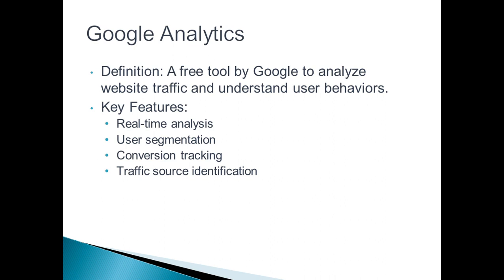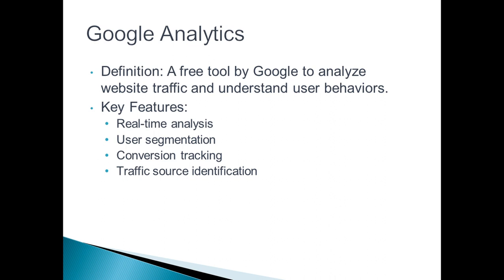Conversion tracking means that suppose you are selling a product on your website, so how many people are clicking on your particular product and it is converting into a sale. So these are the measures, or the analytics, that Google can provide.